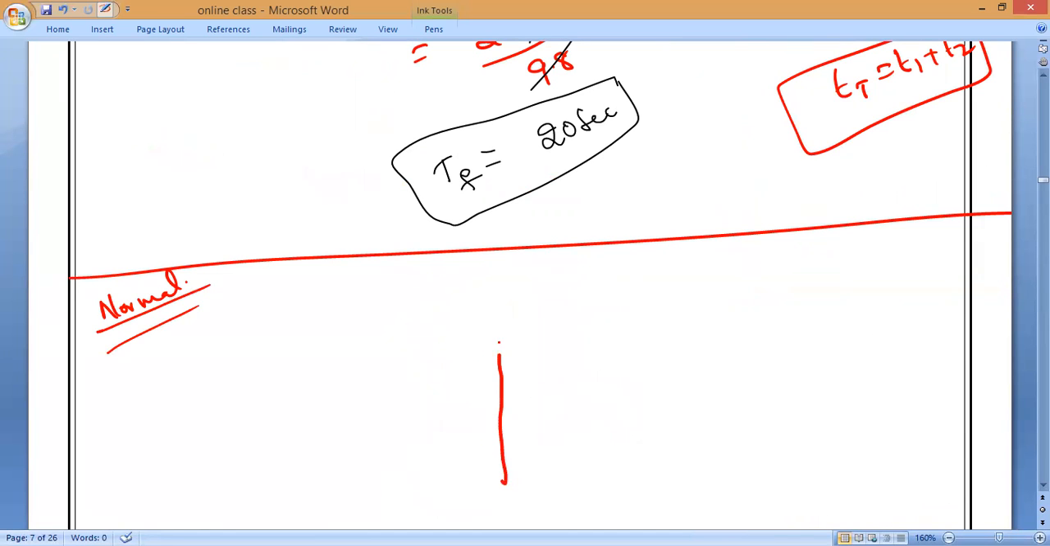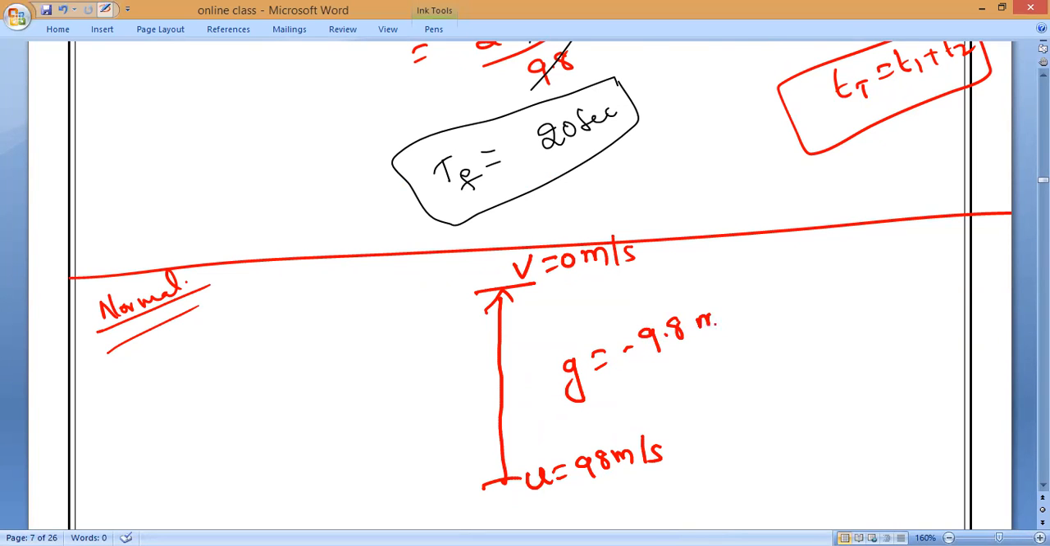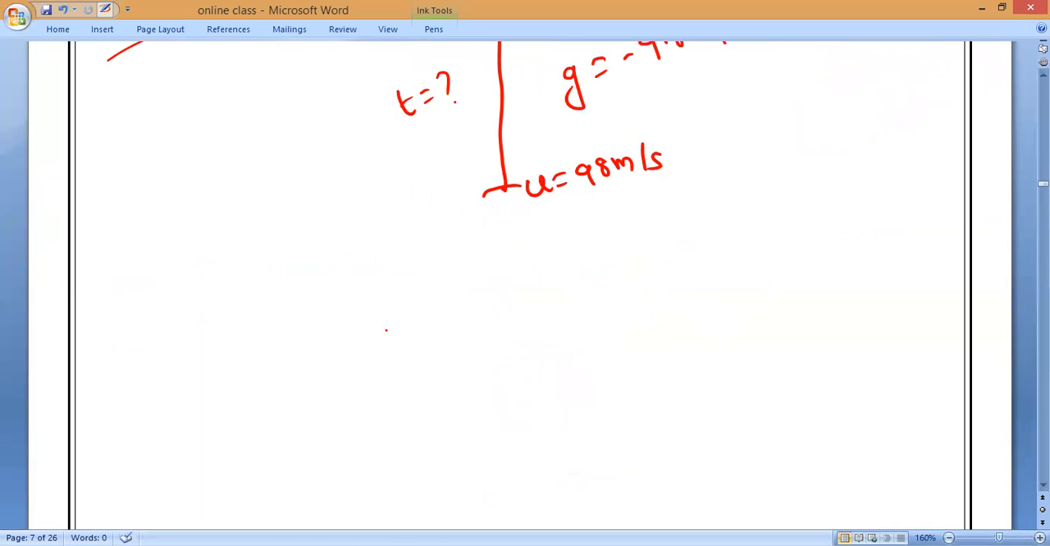Now the ball is thrown upward. The initial velocity thrown is 98 meters per second. And the final velocity will become 0. And as we know, the G value is minus 9.8 meters per second squared. Now we want to find time. So velocity and time, which equation? The first equation of motion.